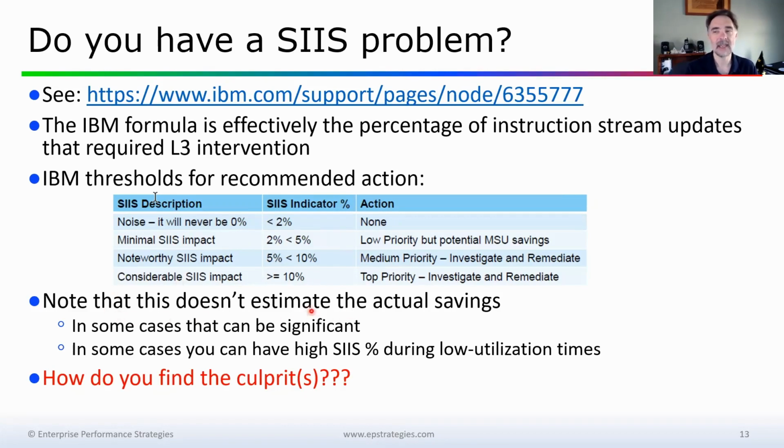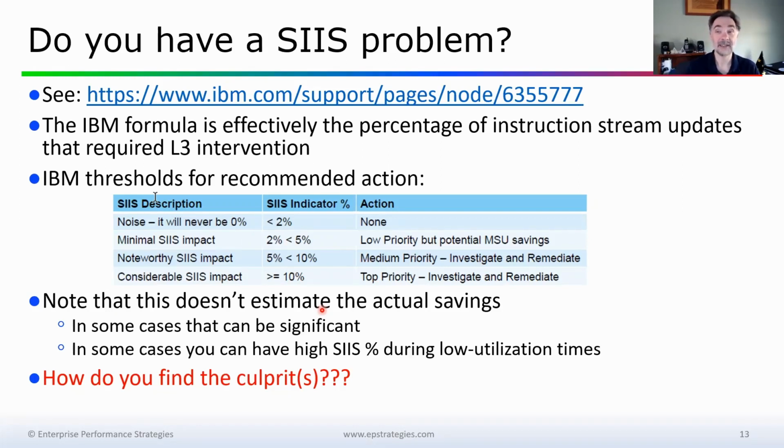Note though that this doesn't estimate anything about the actual savings you may see. In some cases that could be significant, but in other cases you might have a high SIS percent during low utilization times, and so do you really care? You probably don't, because there's probably not enough actual impact there to see it.